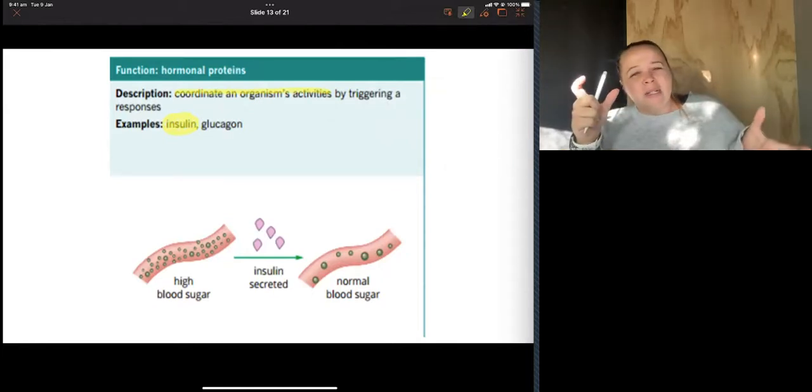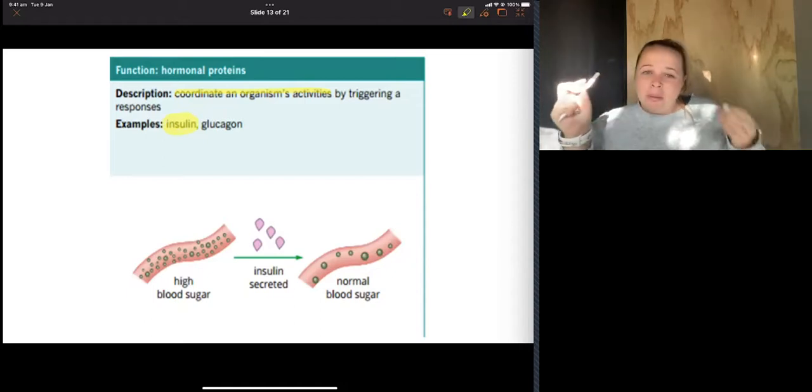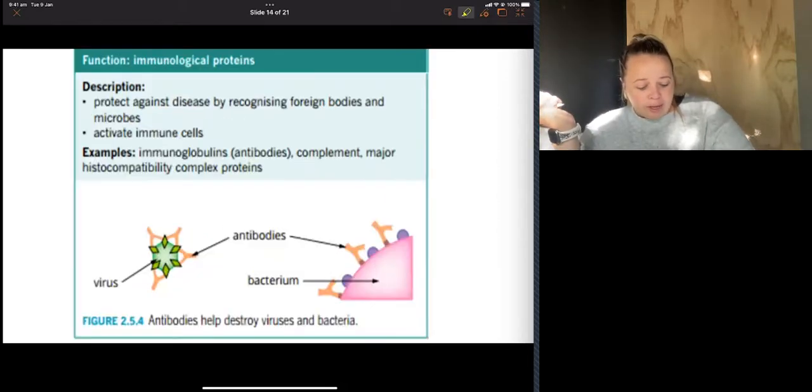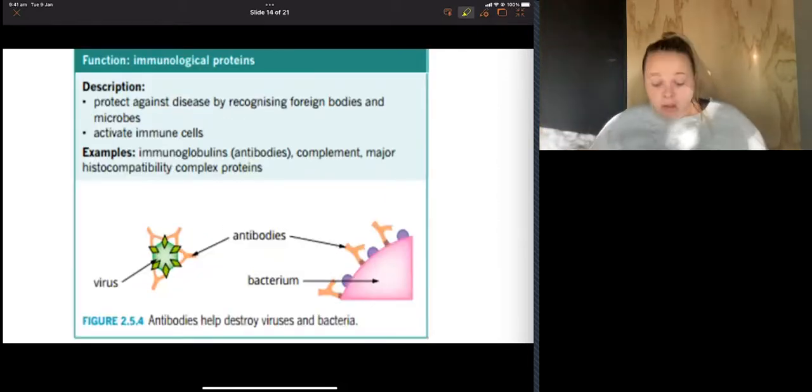There are heaps and heaps of different hormones. Not all of them are made of proteins, but some of them are made of proteins. So that's another job that a protein can take in our body. This one we'll come back to in Unit 4.